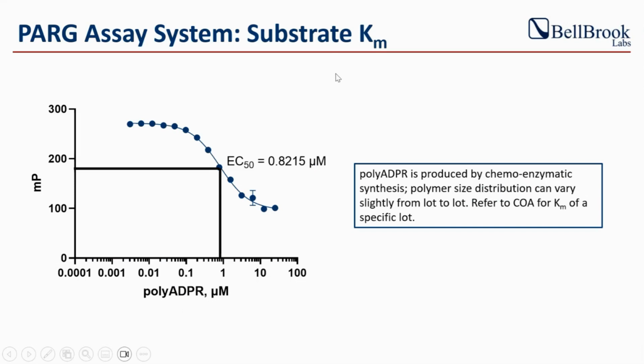About the substrate, this is a polymer substrate produced by chemoenzymatic synthesis, and the polymer size distribution can vary slightly from lot to lot. So please refer to the CofA to know the Km for a specific lot.